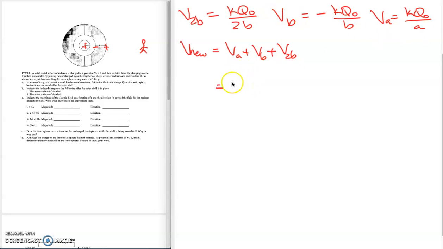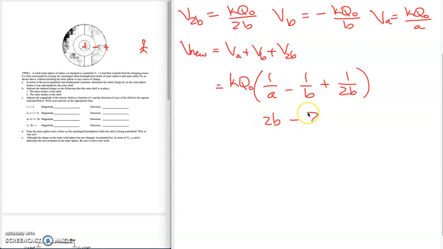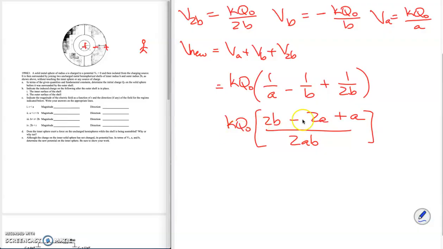Adding these three expressions together, we're going to have K, Q naught, and then we'll have 1 over A minus 1 over B plus 1 over 2B. And now we just have to multiply things. This guy gets multiplied by a 2B. This guy gets multiplied by a 2A. And that guy gets multiplied by an A. And then the whole denominator is 2AB. And is multiplied by KQ naught. So let's see here, 2B minus 2A plus A. These guys are going to turn into minus A.